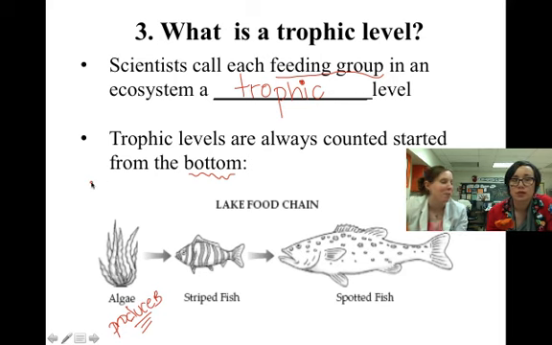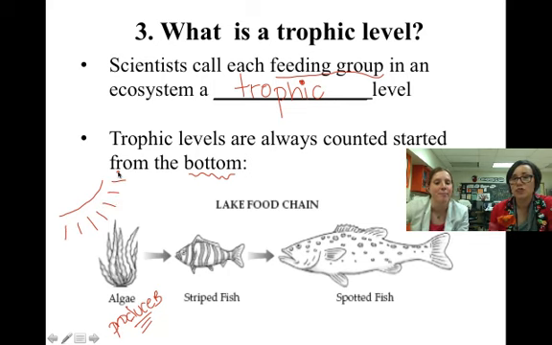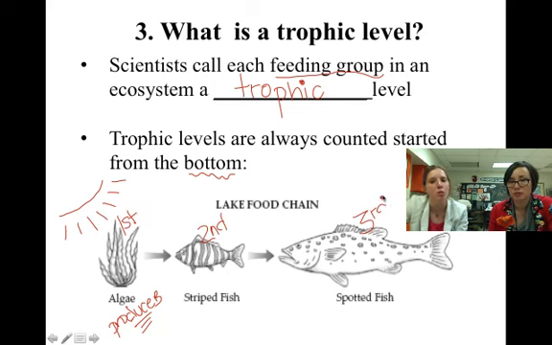So how is the algae actually getting its energy? It's getting its energy from something that's not shown in the food chain but is implied, which is the sun. So what type of producer is our algae? It is a plant and it's doing photosynthesis. All right, so we're going to start counting from the bottom. The algae would be the first trophic level, our striped fish would be our second trophic level, and our spotted fish would be our third trophic level.